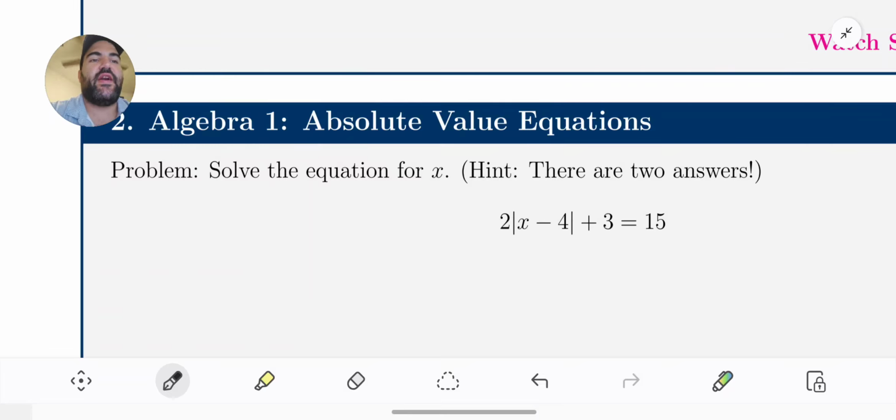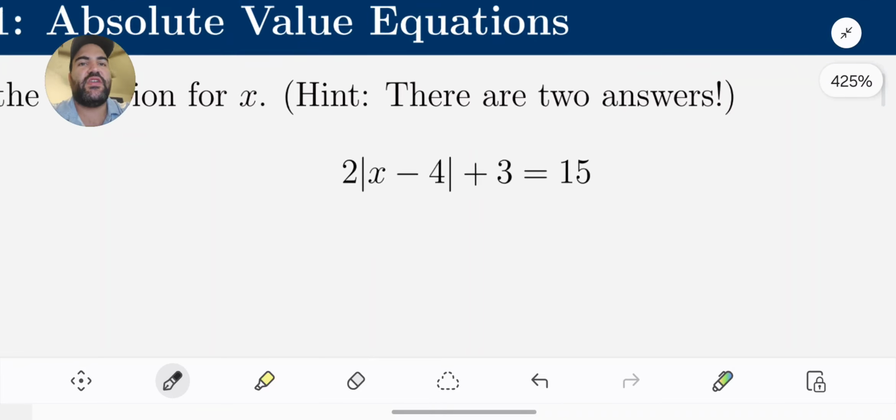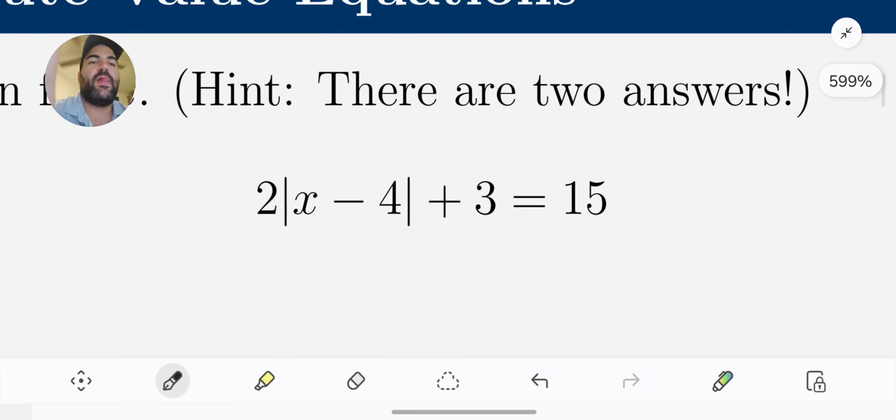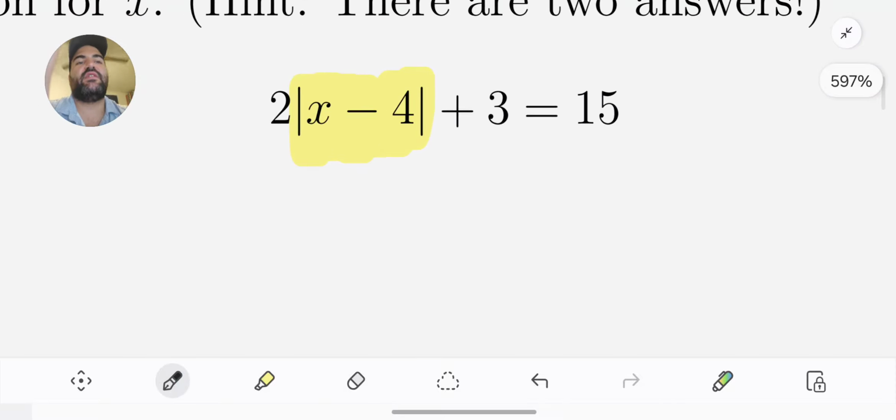Algebra 1, absolute value equations. This is such a good question because everyone forgets it after they learn it, like months after. So it's always good to see this one again to refresh your brains. In order to solve these, we got an absolute value house. We got to get the house by itself. This is the house. I call the absolute value bars the house. So we're going to get that by itself.